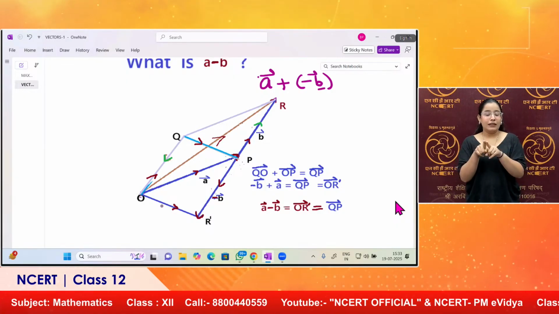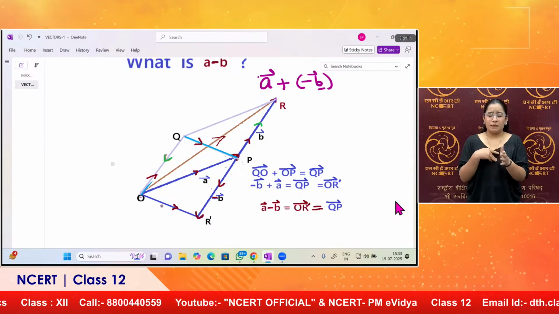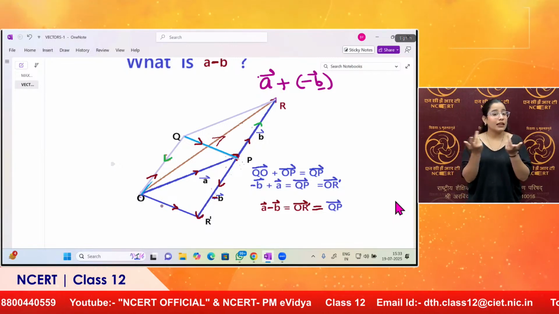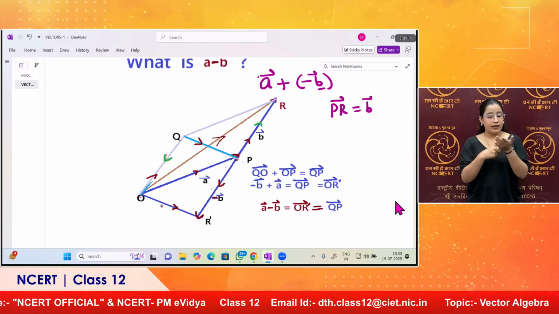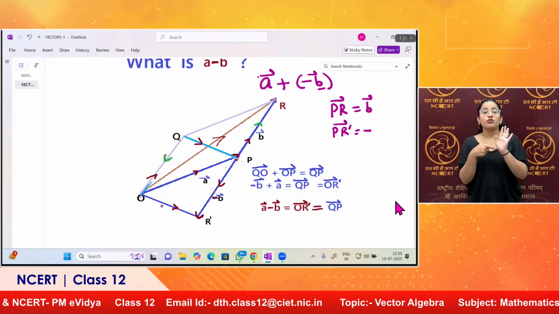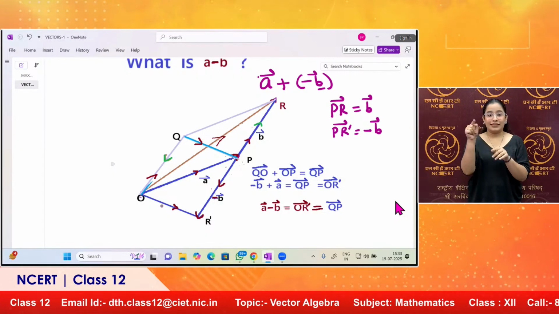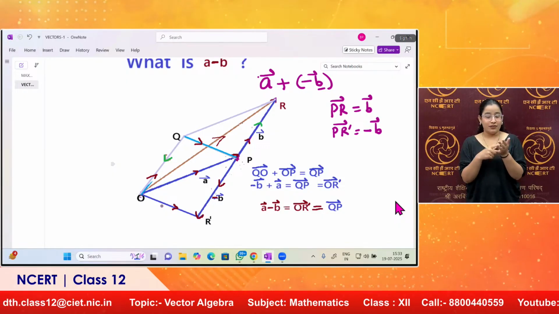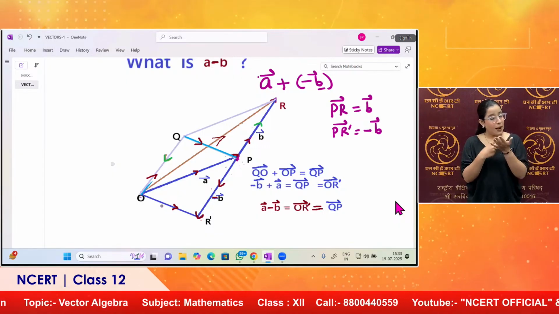So how do we describe opposite? Minus B stands for a vector which is in line, collinear to the vector B, but in the opposite direction. So you can see that PR represents the vector B, then PR dash represents the vector minus B. You see that there's a straight line that we have. RR dash happens to be a straight line where P is its midpoint. So the PR vector represents B, and minus B is represented by the PR dash vector.